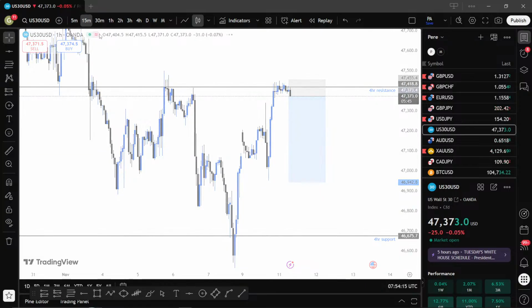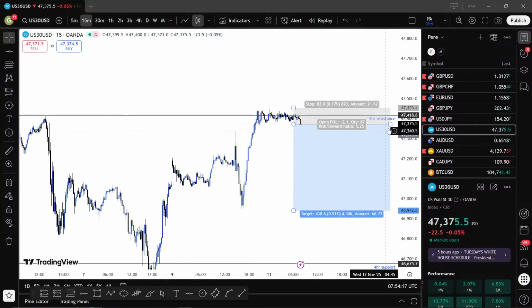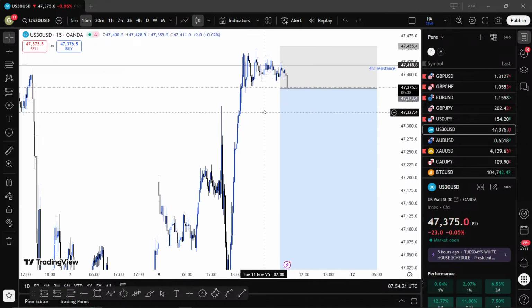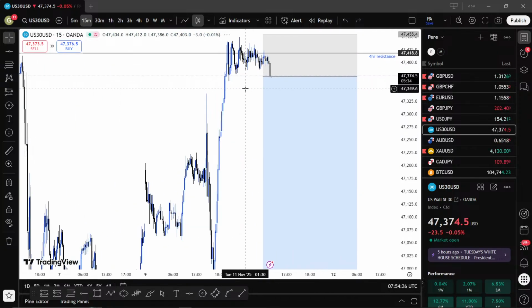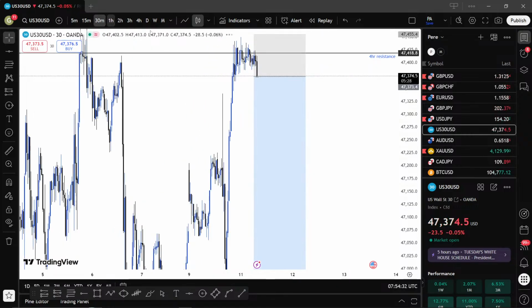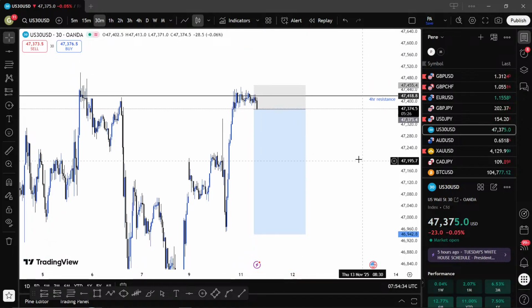Now let me go down to the 15-minute time frame to see if the market has actually done any lower time frame market shift. Yes, it has done that. You can see it has swept this low right here. So you can actually take a short on this market right now and you'll be 100% fine. So if you are watching right now, you can actually short this market, this US 30.